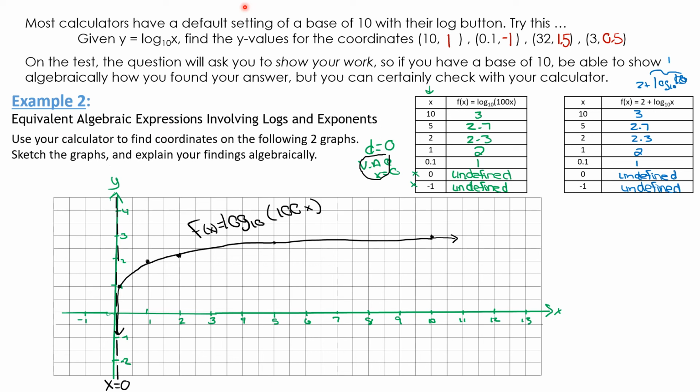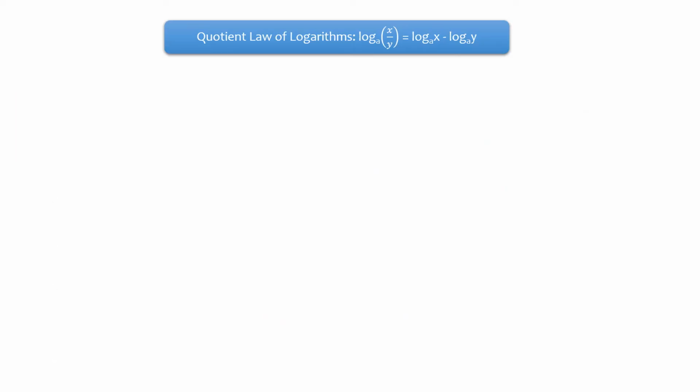So to explain this to you, I'm going to give you a bit of an advanced preview of one of our laws of logs. We have several laws. One of them is called the Quotient Law, and we need that law to help explain what is going on here. Now this looks kind of bizarre to you right now, but I want you to think back to your quotient law of exponents. If I had m to the power of 7 divided by m to the power of 3, that would be m to the power of 7 minus 3.